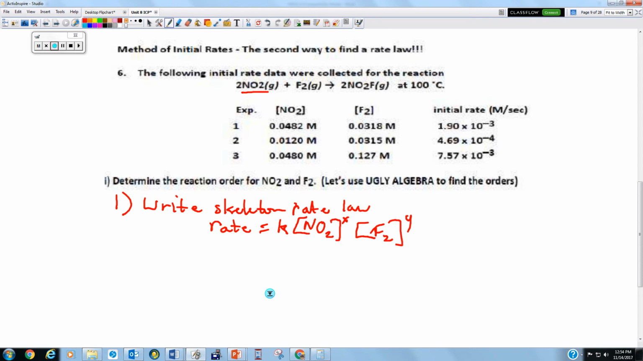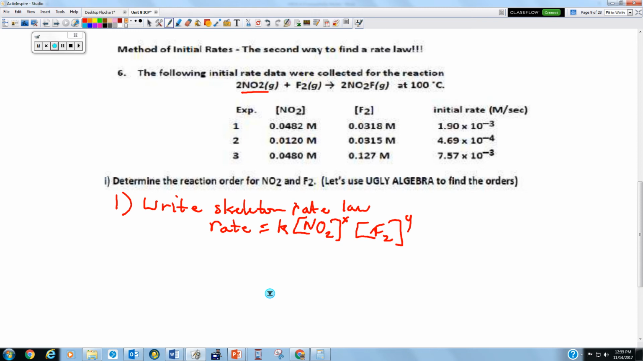The next thing that we have to look at is we're going to pick two experiments, but we want to pick two experiments where, yes sir. The x and the y come from the coefficients of the rate determining step. We don't have the rate determining step in this one. So we're using it from experimental data.